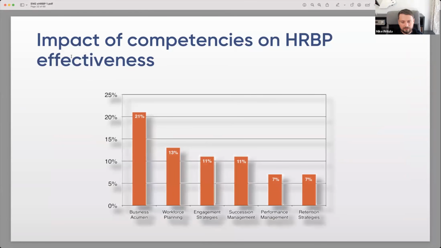Impact, it's again SHL research: impact of competencies on HR business partnership effectiveness. Business acumen competency has the biggest impact on efficiency, but also we have workforce planning, engagement strategies, succession management, performance management, and retention strategies.